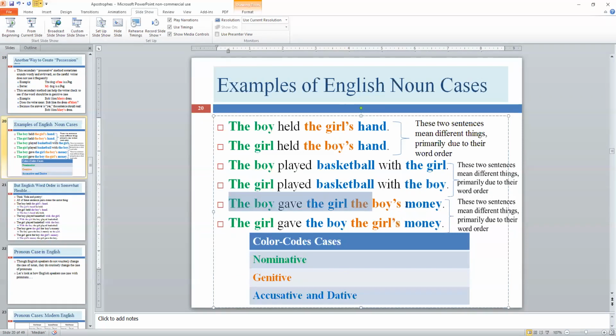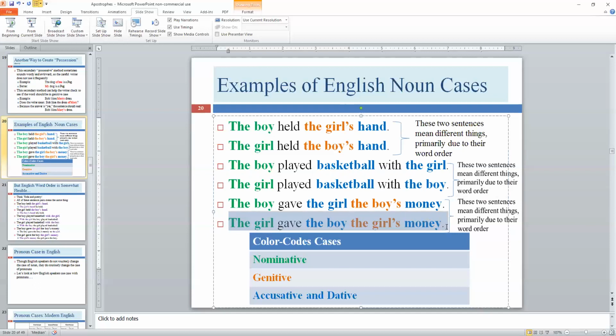In this first sentence, the boy is the actor. He's the one giving money. So we have the sentence, the boy gave the girl the boy's money. So before the sentence began, the boy had a certain amount of money in his possession. And over the course of the sentence, he's transferring that money to the girl. The girl now has the money. So by the end of the sentence, the girl is richer, the boy is poorer.